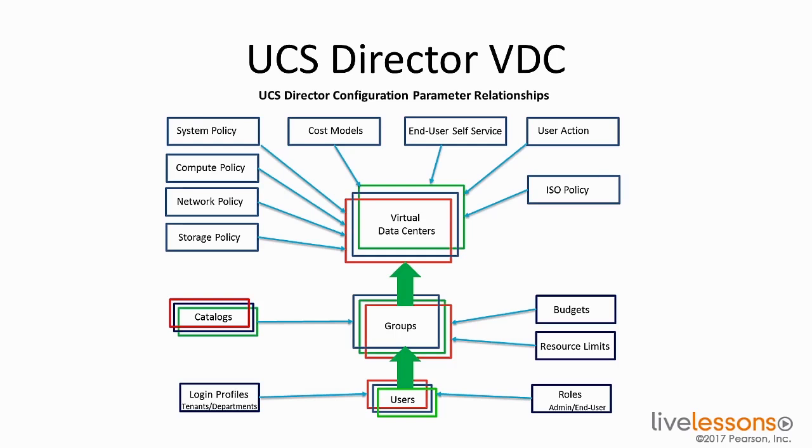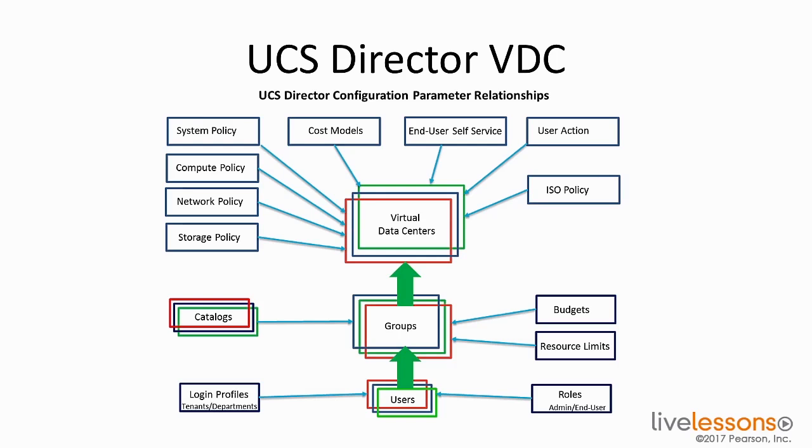We also assign the catalogs that you have access to, or the workflows that you have access to, based on the catalogs and which groups those catalogs belong to. And finally, we can apply budgets and resource limits to groups as well. So the costs of specific resources is actually assigned to the virtual data centers, but the budgets and the resource limits are assigned to groups.